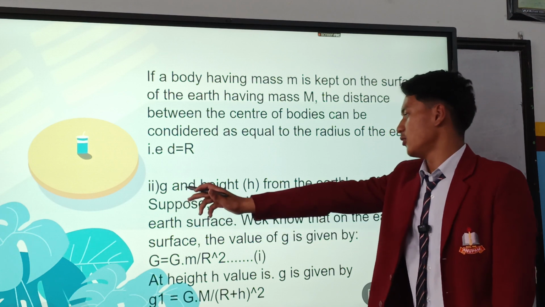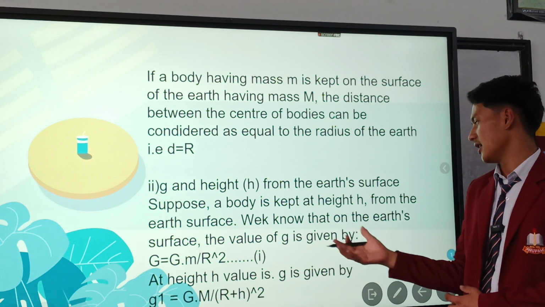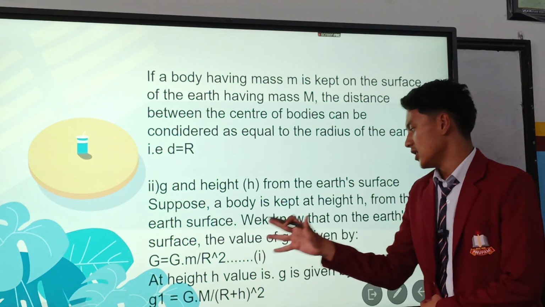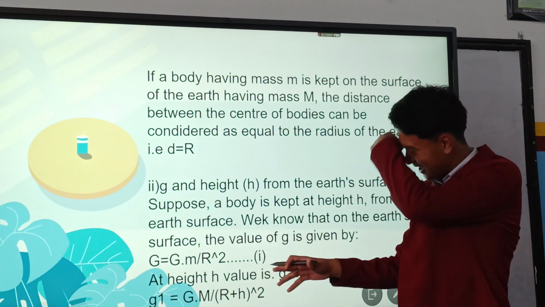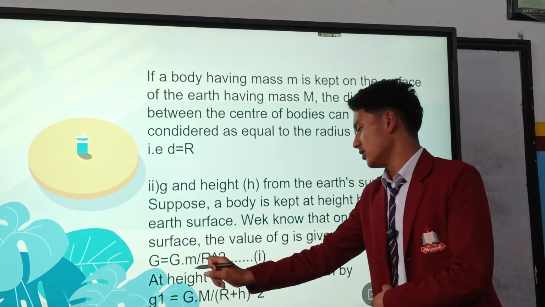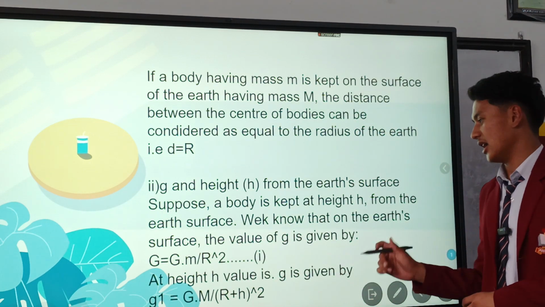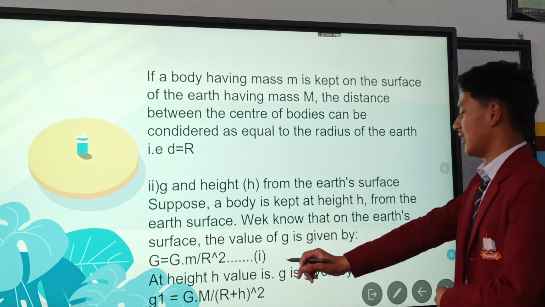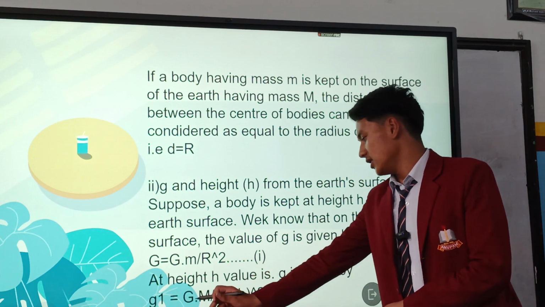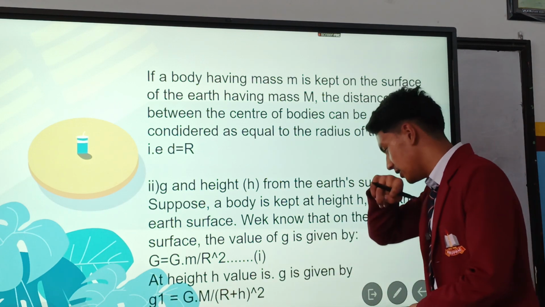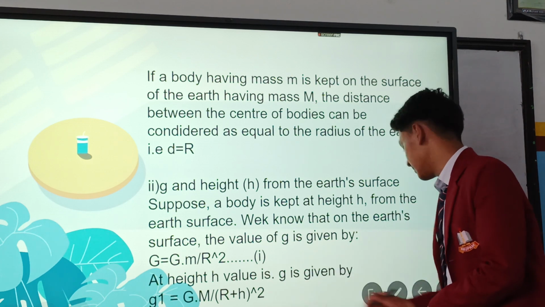In the second point, g and height h from the Earth's surface. Suppose a body is kept at a height h from the Earth's surface. We know that on the Earth's surface the value of g is given by g equals G into M by r squared. And at the height h, the value g1 is given by g1 equals G into M by r plus h whole squared.